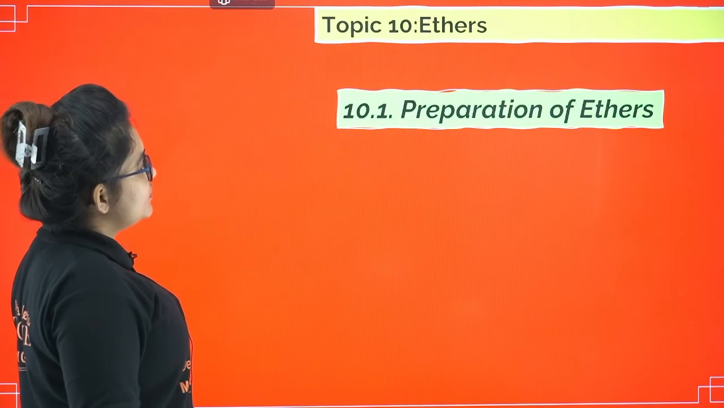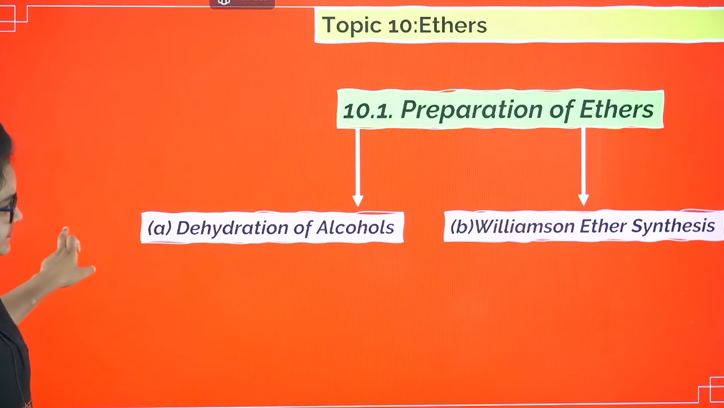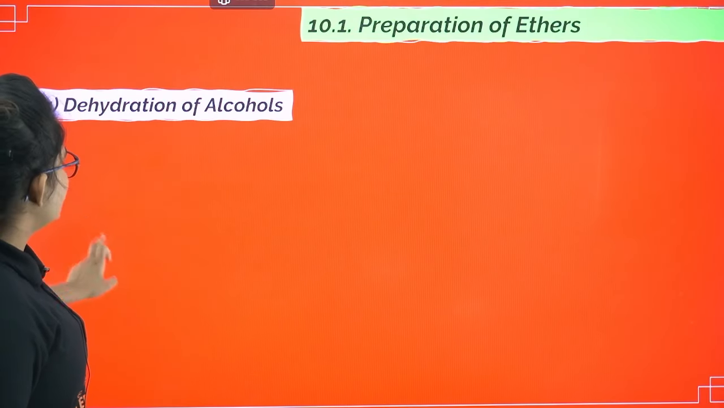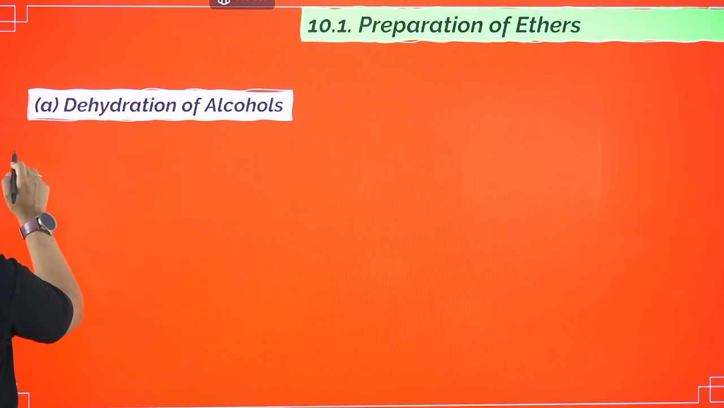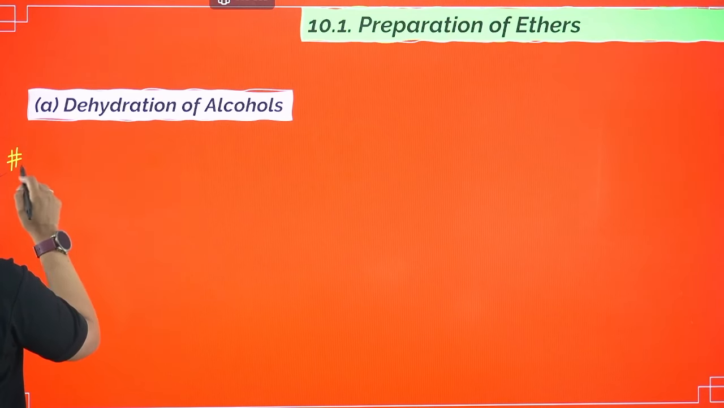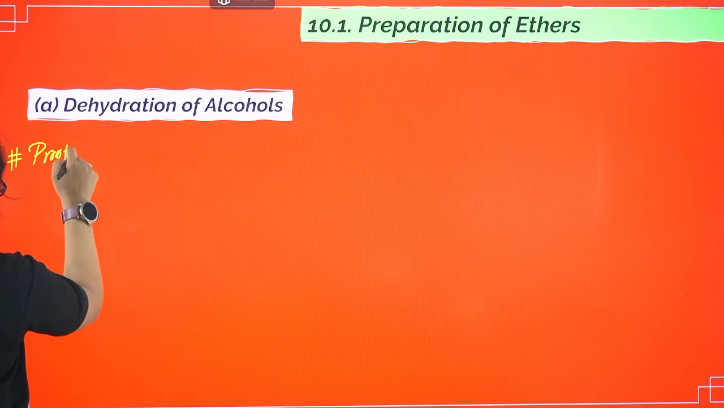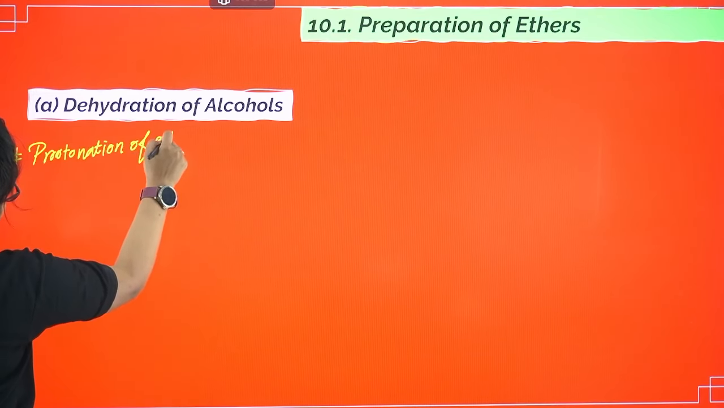Let's proceed. Here we will proceed with the preparation of ethers. First is dehydration of alcohols. Next is Williamson ether synthesis. One by one, let's see. First we will study dehydration of alcohols. Let's say I am having, let's take one alcohol. Three steps take place. One by one I will show you all the steps. First is protonation of OH that takes place.